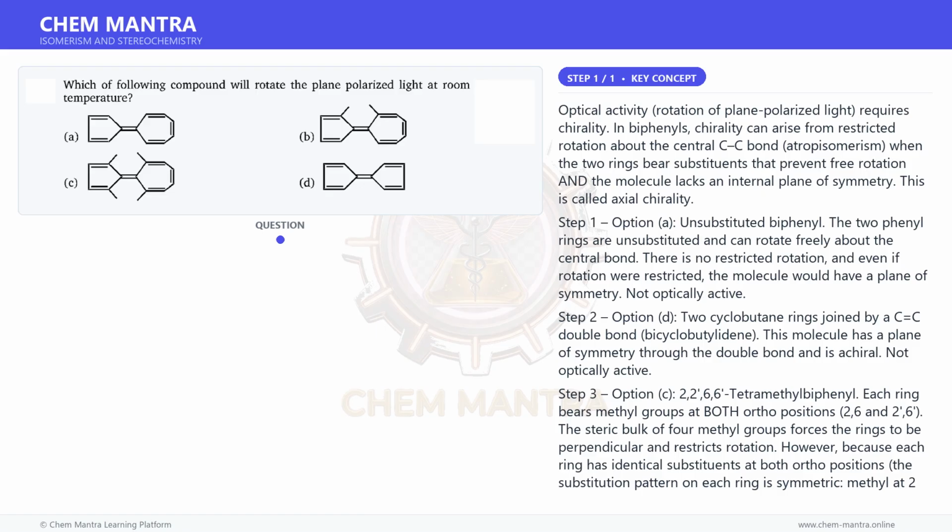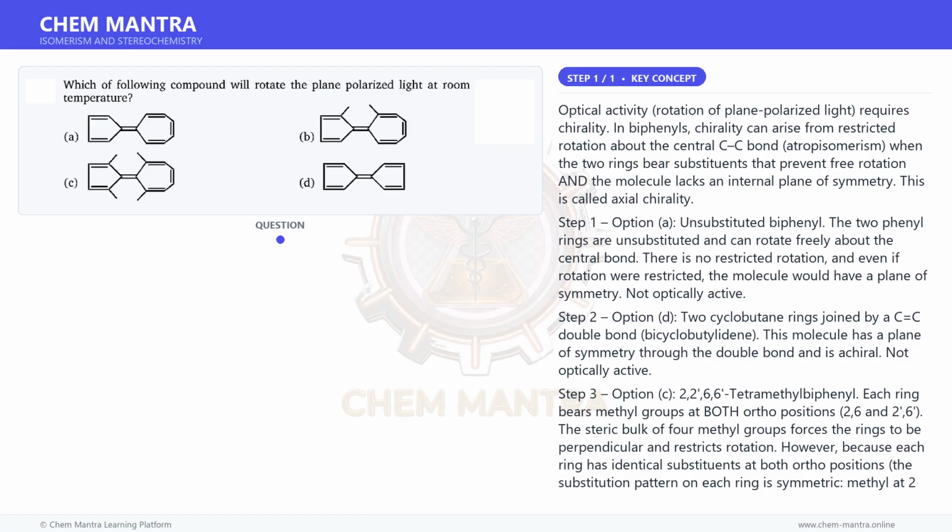Step 4, option B, 2,2'-dimethylbiphenyl, one methyl on each ring at one ortho position only. The large ortho substituents, methyl groups, create sufficient steric hindrance to restrict rotation about the central C-C bond, atropisomerism. The two rings are now locked in a non-planar conformation.